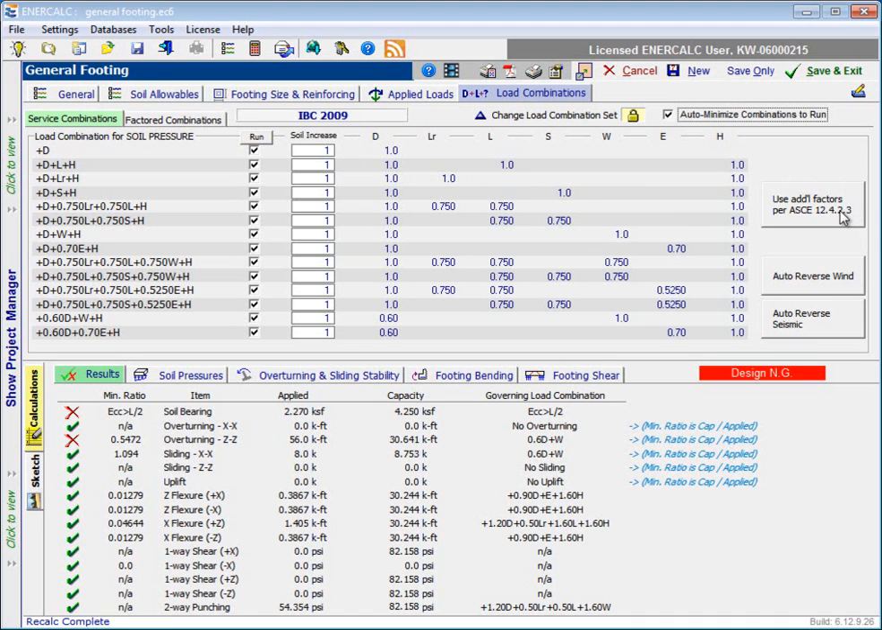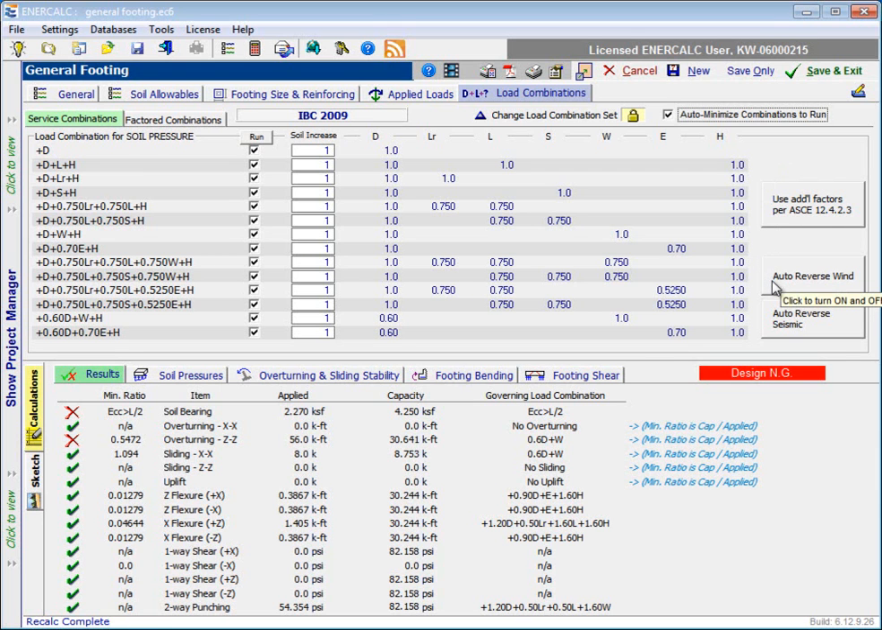The other thing that I'd like to point out is that there's an option to use the additional factors per the referenced section of ASCE 7. This is the tool that you can use to add that additional component of vertical load in the dead load category on the basis of the SDS value, and that would occur for all load combinations that include seismic in them. So that's the additional vertical load due to seismic.